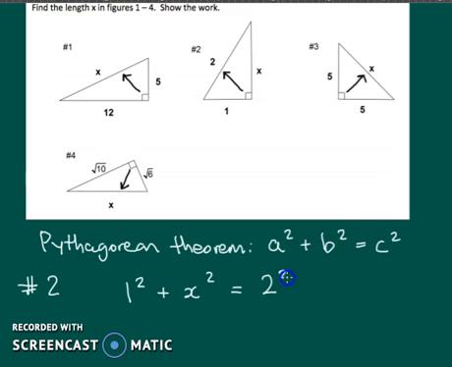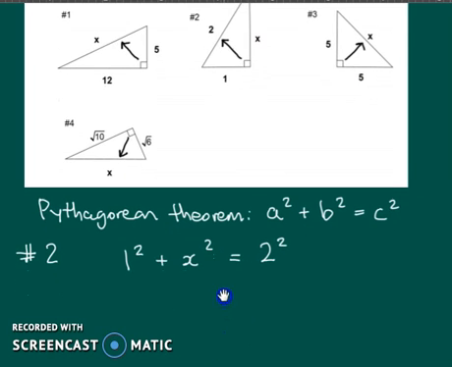So just as a side note, when you're trying to figure out which one to choose as your a and which one to choose as your b, it doesn't really matter. Because they're being added together, the order is not important, so you can just choose whichever one works for you. It's the c that matters, so you have to make sure that the hypotenuse is on the other side of the a squared and the b squared that are being added together.